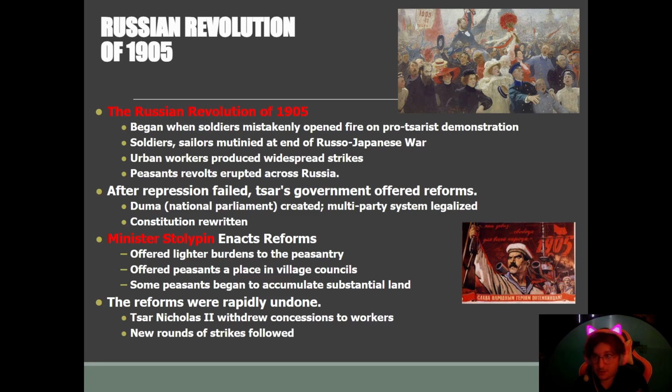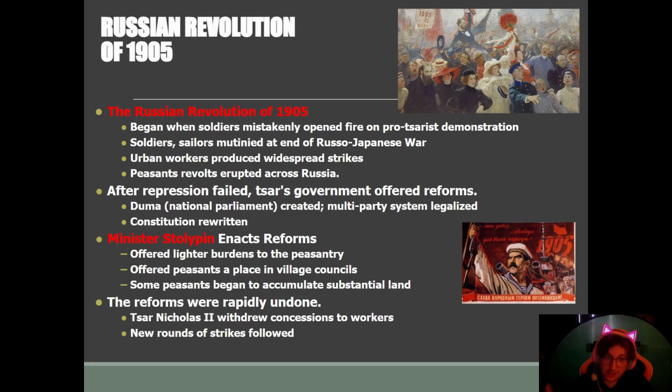And after repression failed, the Tsar's government offered reforms. He's like, hey, wait a minute, calm down. I'm going to create the Duma, or the National Parliament, and he also is going to allow a multi-party system, and he's going to have a constitution written. Minister Stolypin is going to enact these reforms, which have lighter burdens on the peasantry, and offer peasants a place in village councils. Some peasants begin to accumulate land.